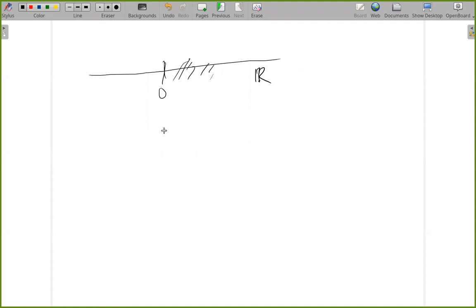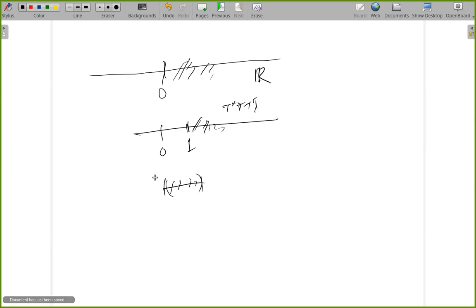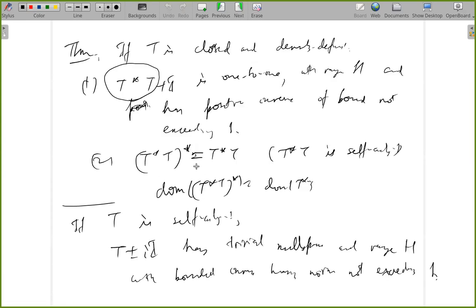Now, if I translate this by 1, the spectrum will start at 1, right? If I'm looking at T star T, whatever spectrum means, I'm being very loose; we'll prove it specifically. I want you to get the intuition. Now, if I invert this, it's going to end up in here. It may not hit 0, but the inverse of this will actually turn out to be a bounded operator with norm not exceeding 1. So that is the general idea.